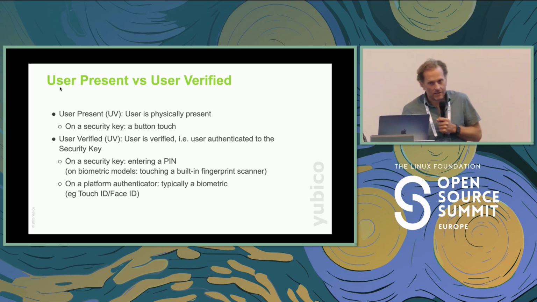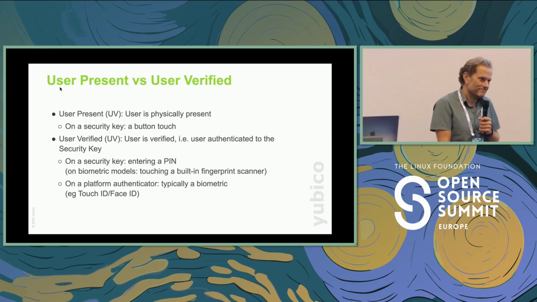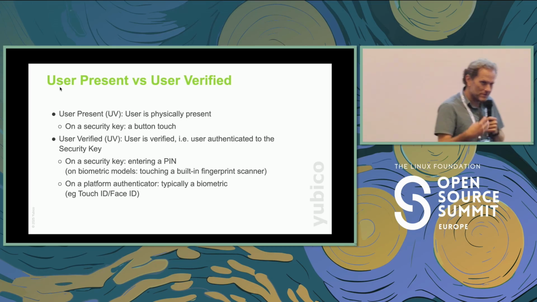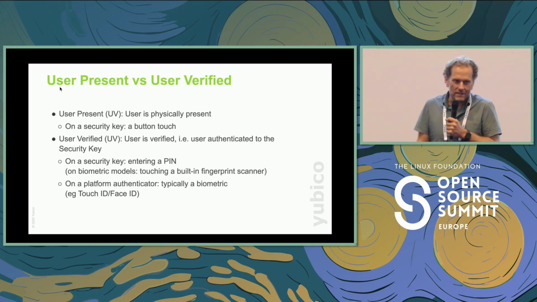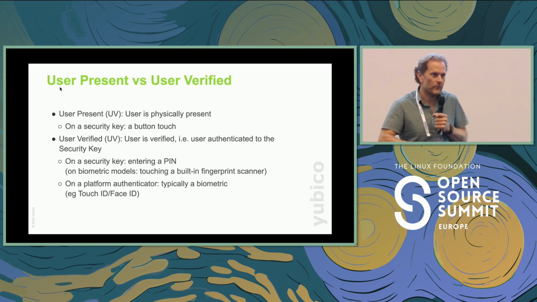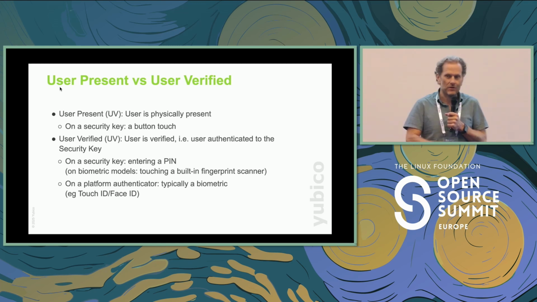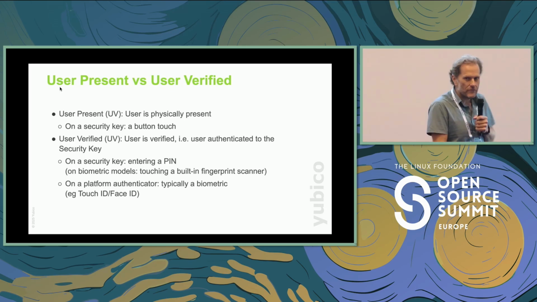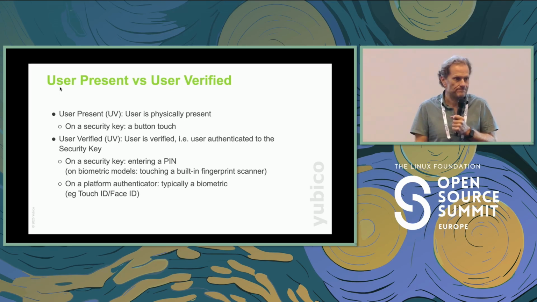And of course, anyone can touch a button. So if you think, okay, but I want only me to be able to touch that button, then you can use a security key with a fingerprint sensor, so that you can enroll your fingerprint, and your fingerprint needs to be recognized before you can do this. And on models that don't have a fingerprint scanner, you can also do it with a PIN.